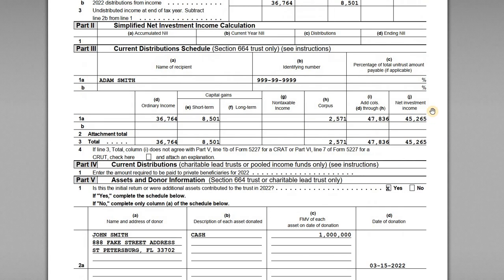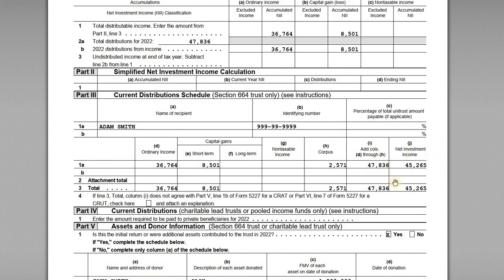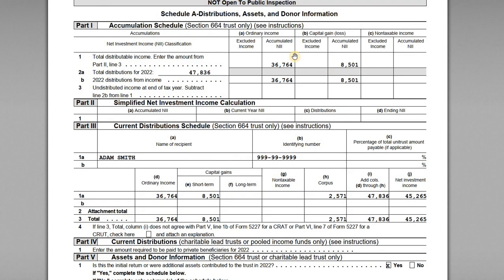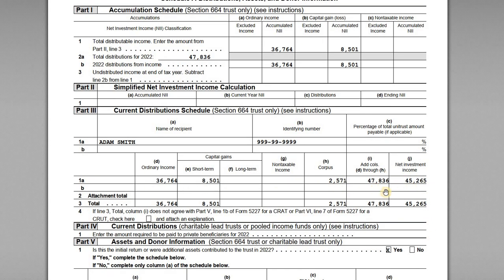Then in column J, we enter how much of this is net investment income. The net investment income up here is the 36,764 and 8501. Why the difference? Because of principal. Principal is not subject to tax. It's a return of principal, so it's not included in the NIT computation.